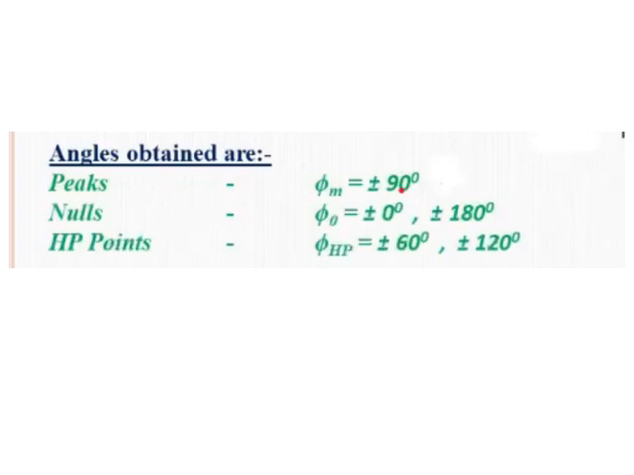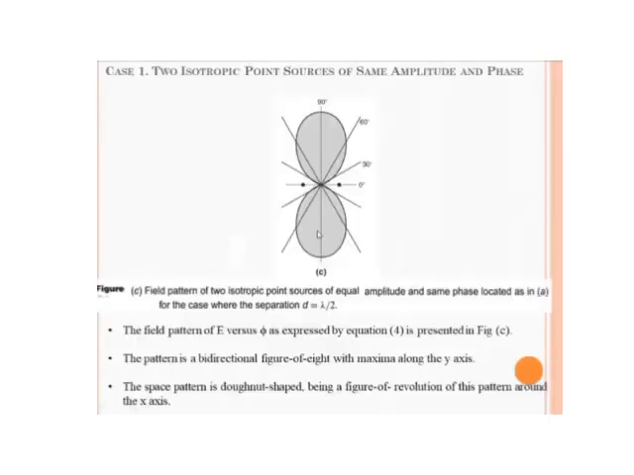So, let us brief out the angles now. For peak, the ψm angle is plus or minus 90 degrees. For null, it is plus or minus 0 and plus or minus 180 degrees. For half power, it is plus or minus 60 degrees and plus or minus 120 degrees. This is how the radiation pattern will be here. As we have found out, the peak occurs at 90 degrees, the null angles are 0 degrees and 180 degrees, and these are the half power beamwidth values, plus or minus 60 degrees and plus or minus 120 degrees.